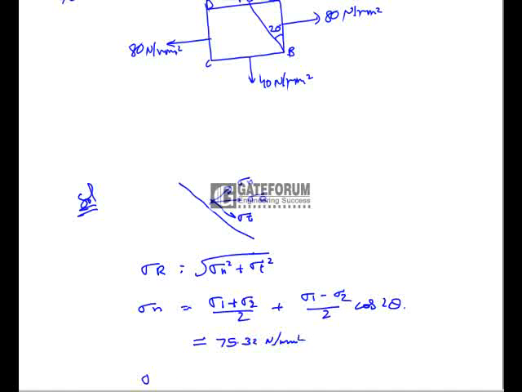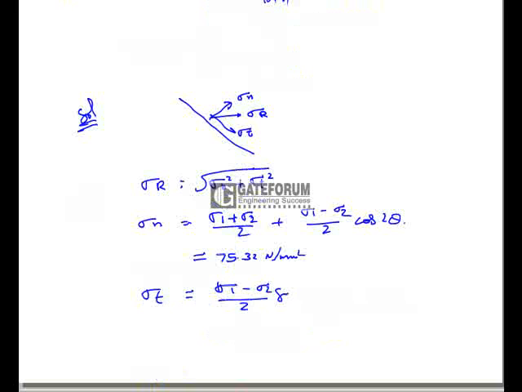And coming to sigma t, it is equal to (sigma 1 minus sigma 2) by 2 sin 2 theta, which gives a value of 12.86 Newton per mm square. Now the resultant stress is equal to root of sigma n square plus sigma t square. It is nearly equal to 76 Newton per mm square. So in the options, the right option is C. C is the right answer.